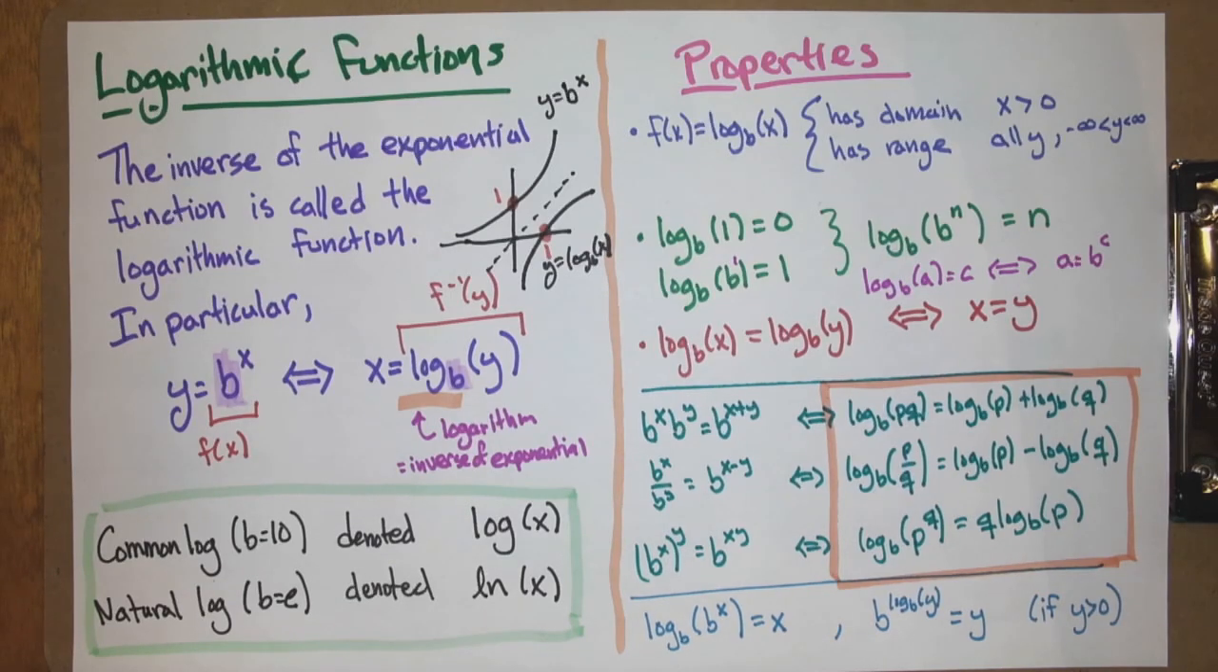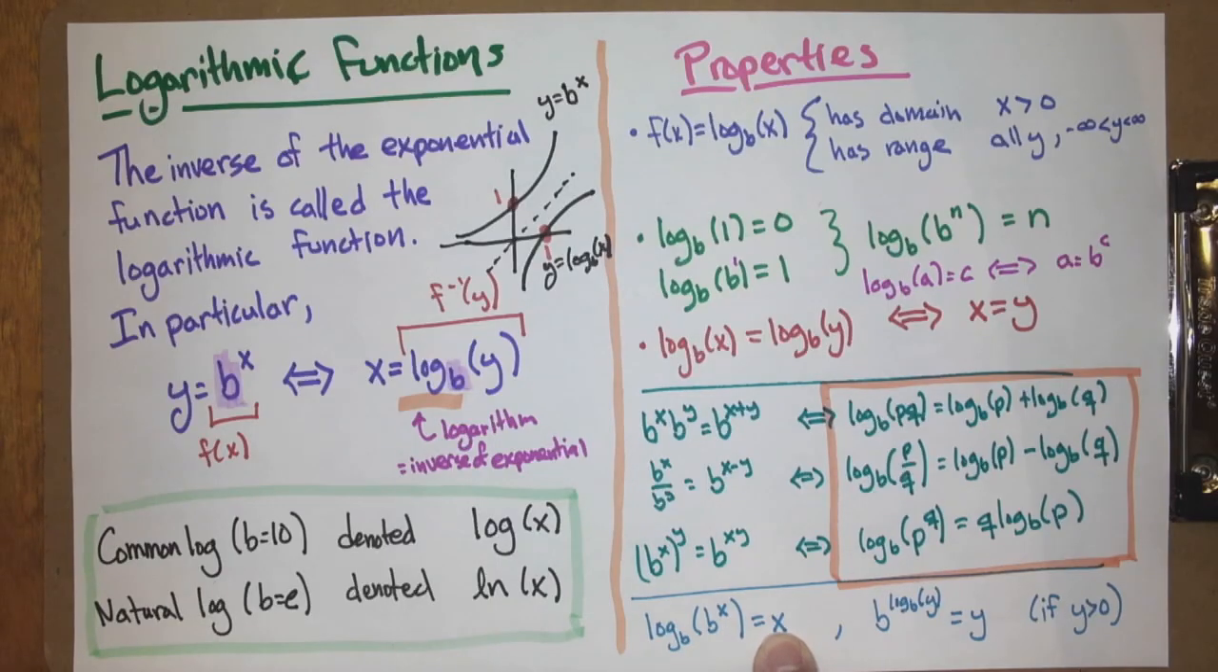The other thing to point out: log base b of b to the x equals x. Why is this? Because we have inverse functions. This is that f of f inverse gets you back to where you started. Same principle, b to log base b of y equals y. There's a little bit of a caveat here. We can only do this if y is positive.